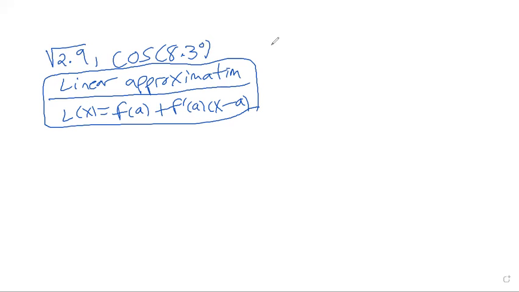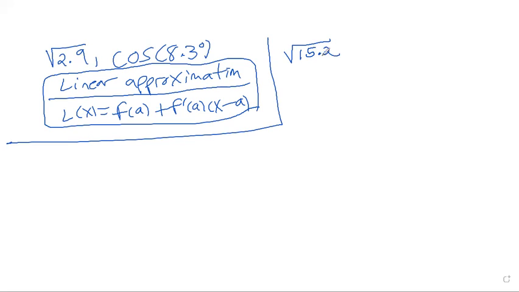So, for example, suppose I want to approximate the square root of, I don't know, 15.2. Okay. So first off, you have to have a function that's going to represent this, right? The square root of 15.2. Well, it's a radical, right? So what's the function we could use to represent that? A radical function, which is f of x equals the square root of x, or x to the 1/2 power.